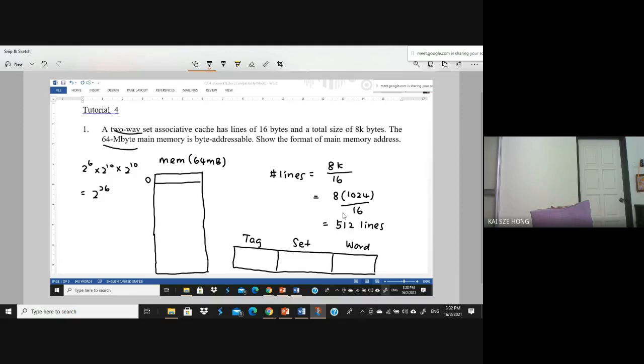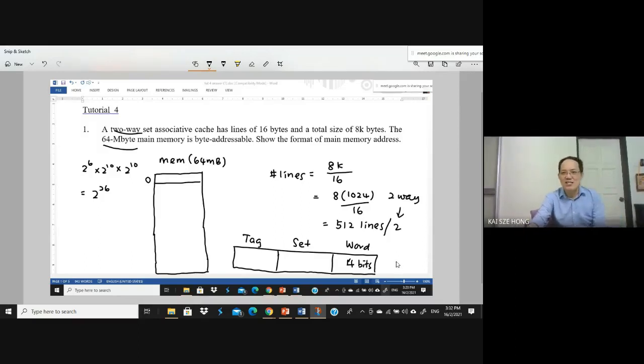So here we can put the 4 bits. Here we put the 4 bit. Should be correct, right? Later we see the answer. But the problem is about this one, 512 lines, because it's 2-way, right? You have to divide by 2 at the end. Later we see how in the answer.